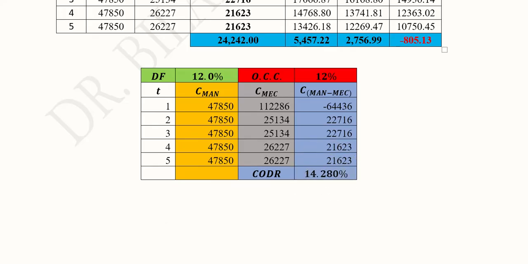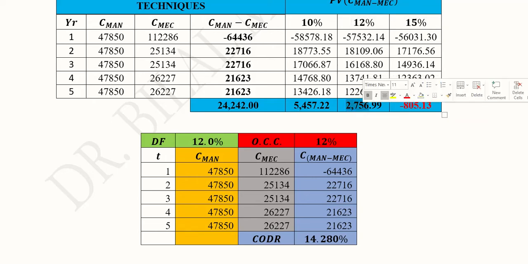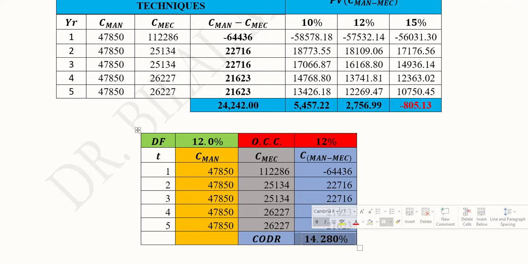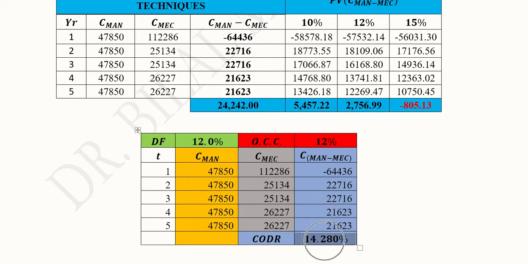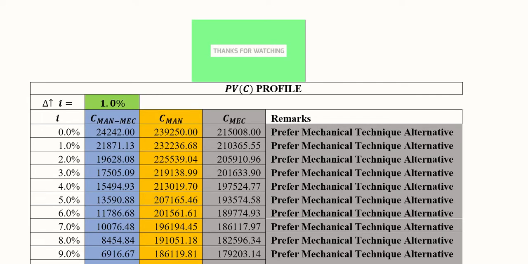And it is actually there, that is 14.280, and it is more towards 15% because it is 805, and at 12% it is 2756. So here 0 is closer. This is why it is closer to 15%, that is 14.28%.